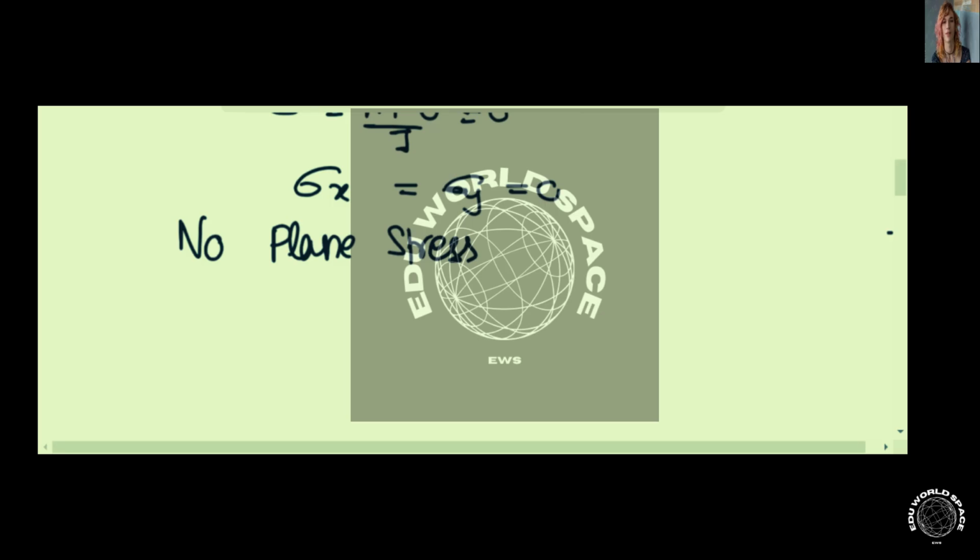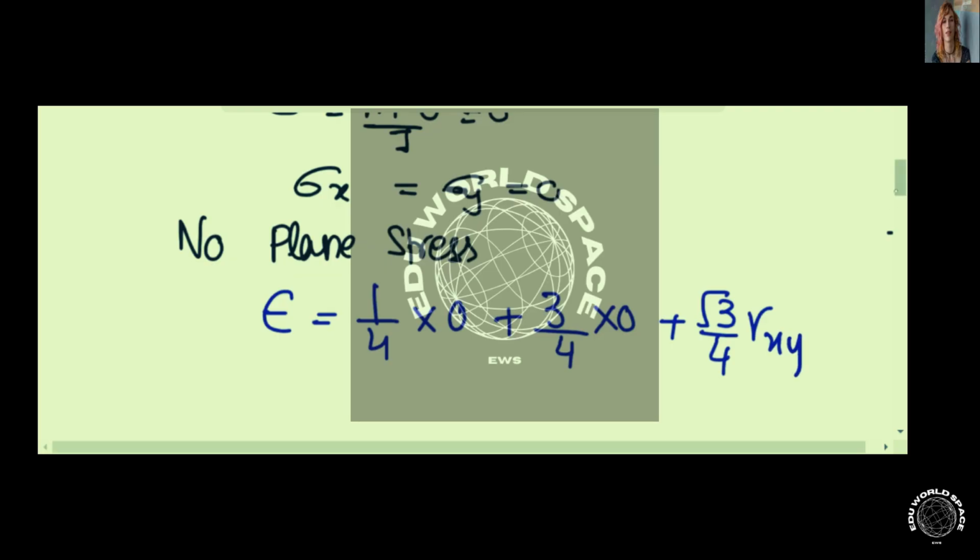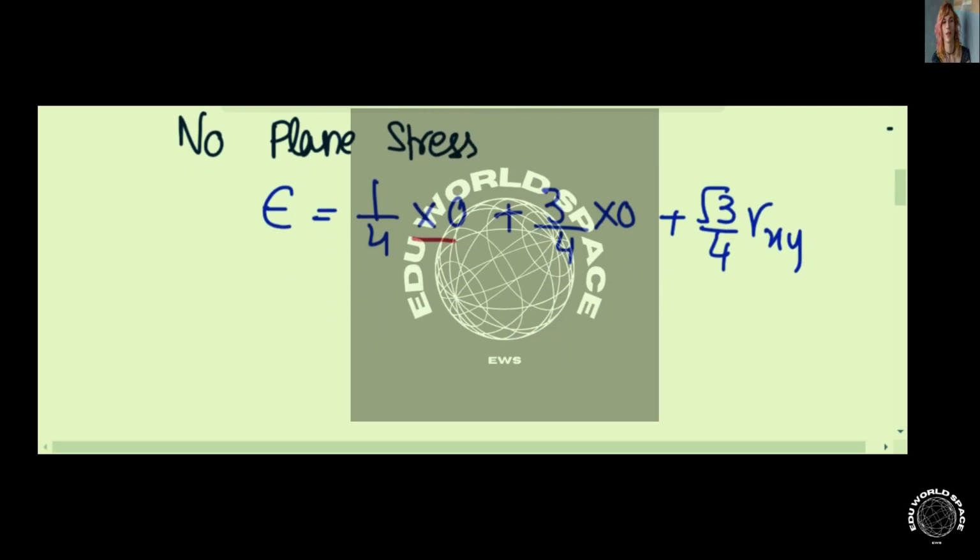the strain rosette equation becomes strain equal to 1 divided by 4 into 0 plus 3 divided by 4 into 0 plus root 3 divided by 4 times gamma sub xy. Since they are being multiplied with 0, both of these terms cancel out, so we are left with only gamma xy into root 3 divided by 4.